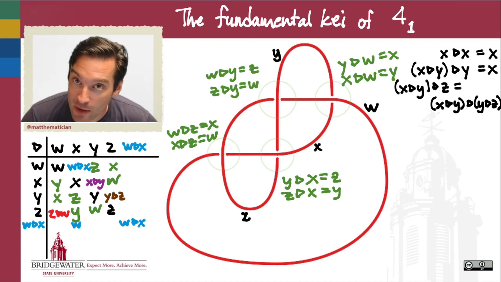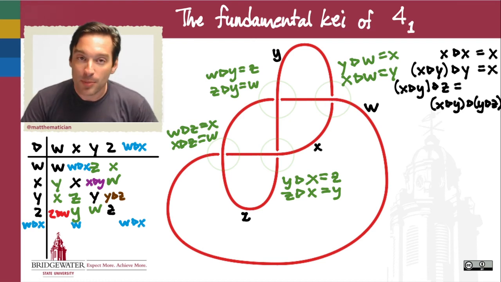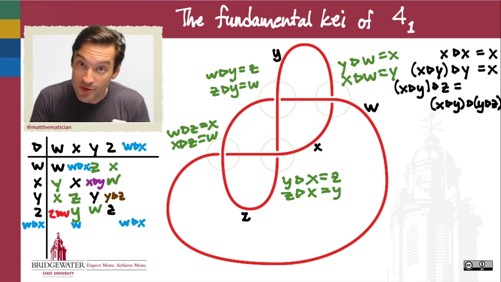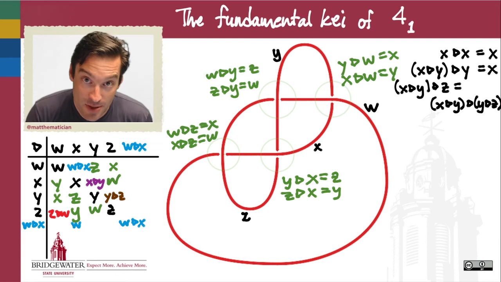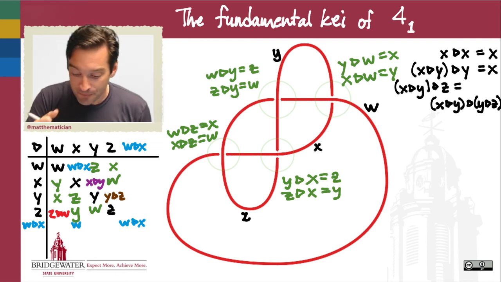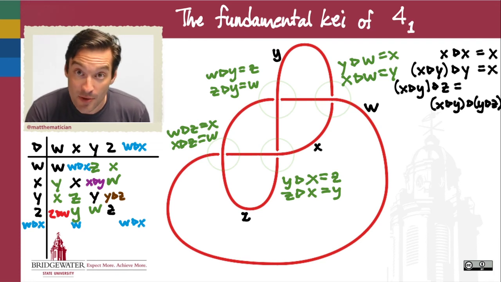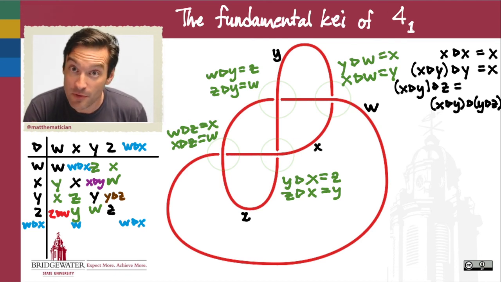But the fundamental quandle, because it's a complete invariant, if you give me two quandles that are the fundamental quandles of knots, and those quandles are different, then we know for sure that the knots had to be different. But also, any two different knots will necessarily have different fundamental quandles. So it is a complete invariant for knots.